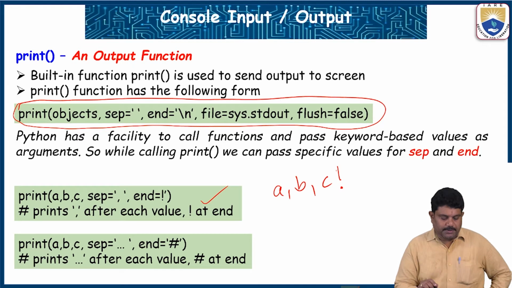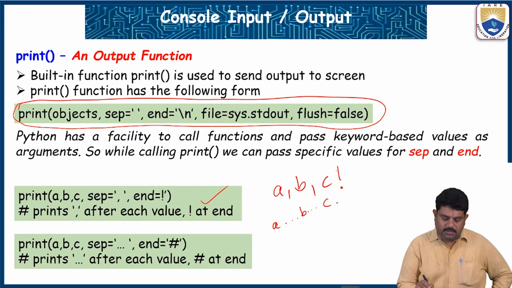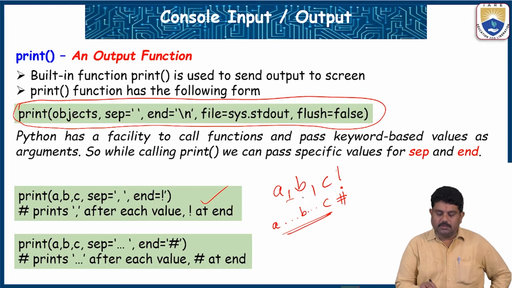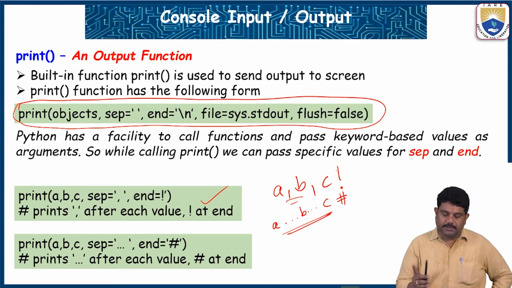Next, if you see another example: print a comma b comma c, separator equal to three dots, and end equal to hash symbol. It gives output like this: a dot dot dot b dot dot dot c, and then hash. Like this it prints. So this is how we can change the separator and end while printing.